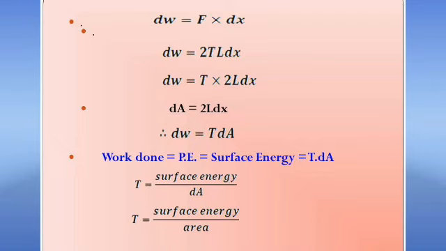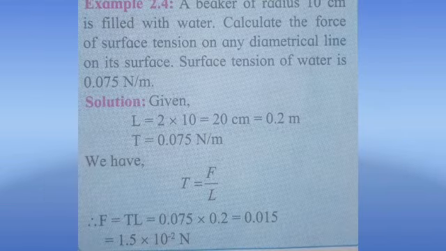This work done in stretching the film is stored in area dA of the film in the form of potential energy, which is called surface energy. Thus, the surface tension is numerically equal to the surface energy per unit area. Therefore, we can use the equivalent SI unit of surface tension as joule per meter square. These are some simple examples on surface tension and surface energy.